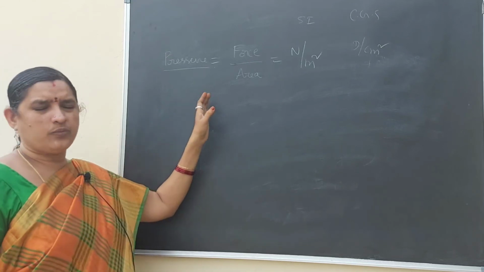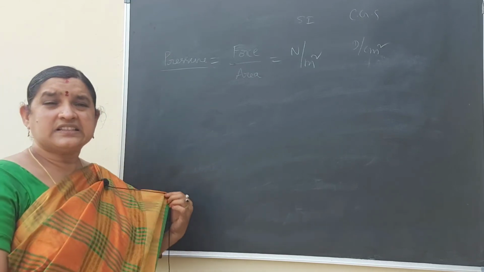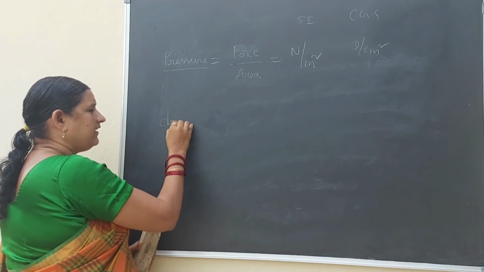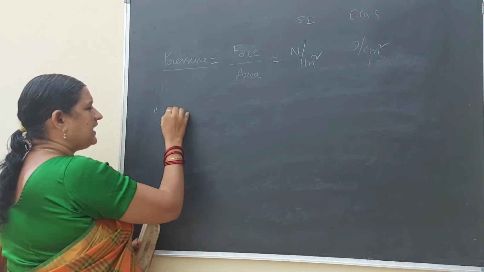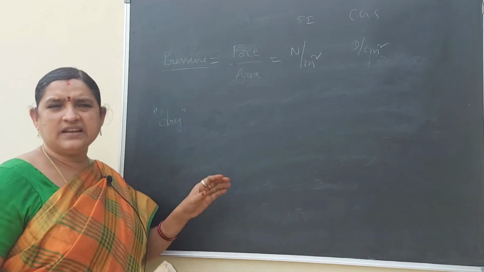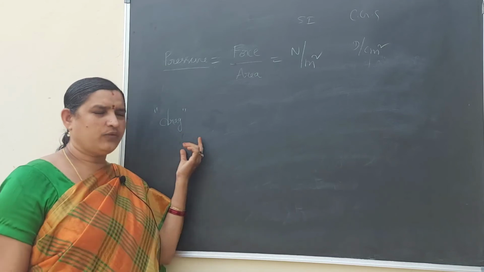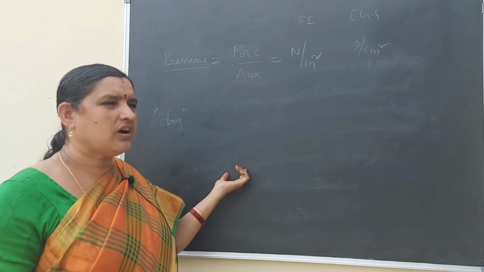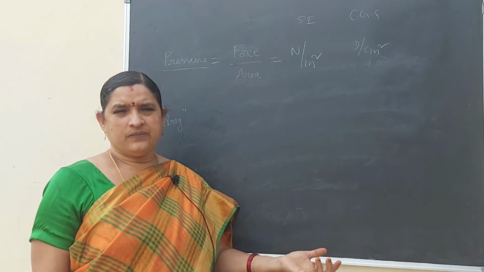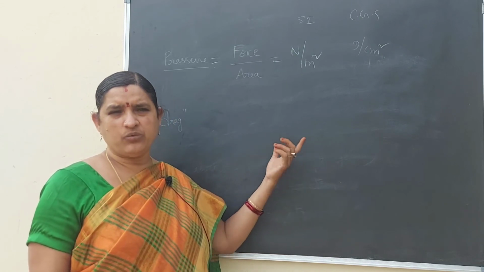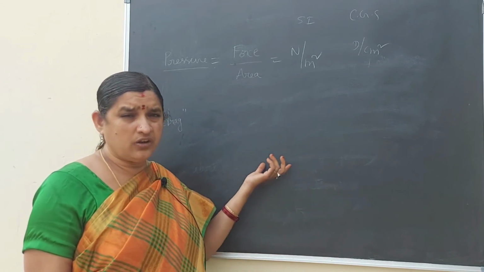The units of pressure. The resistance exerted by fluids is called drag. We have a name for it, that is drag. Drag means what? The resistance exerted by fluids is called drag. Fluids are those which flow. Liquids and gases are collectively called fluids. They both will flow. That's why these are called fluids.